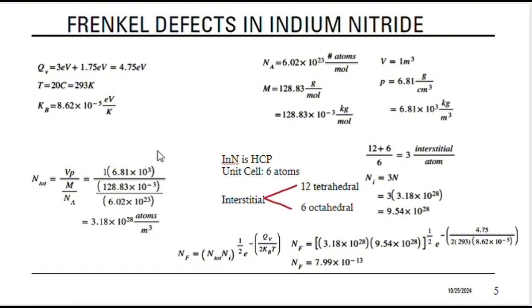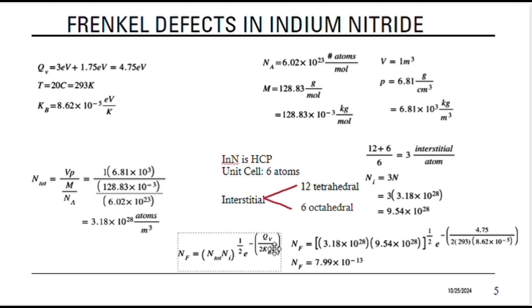Now for our interstitial state, which for indium nitride has a hexagonal close-packed structure. In an HCP, there are 6 atoms, and there are both tetrahedral and octahedral interstitial sites, which is right here: 12 tetrahedral, 6 octahedral. So if you add these two and divide by 6 atoms, you will get 3 sites per atom for an interstitial atom.